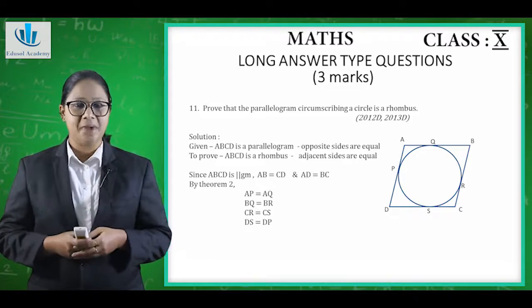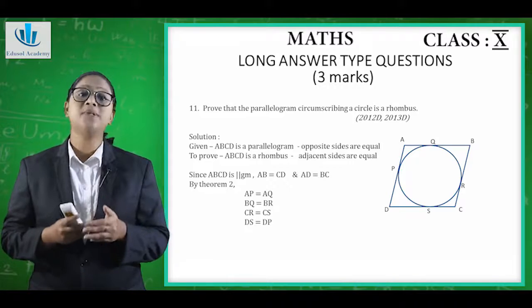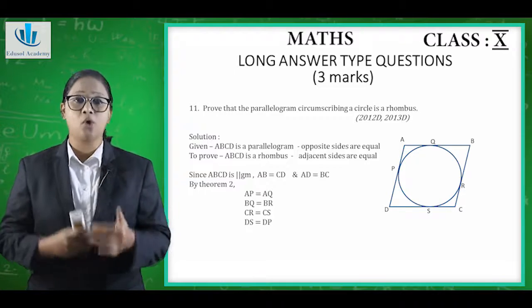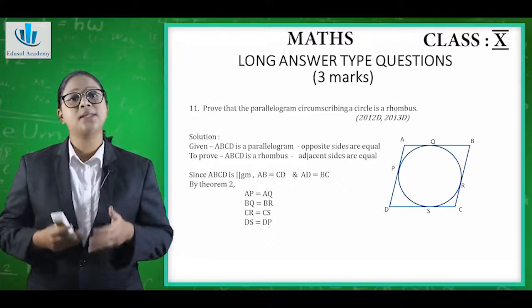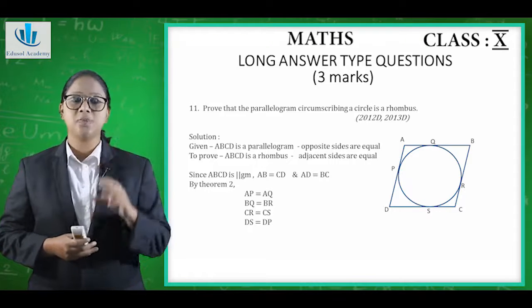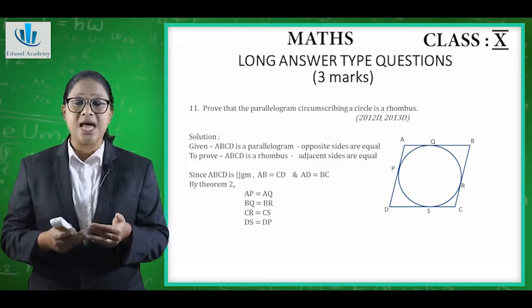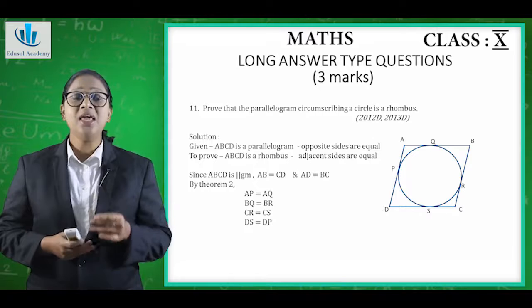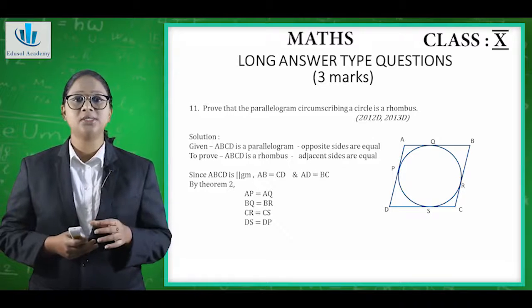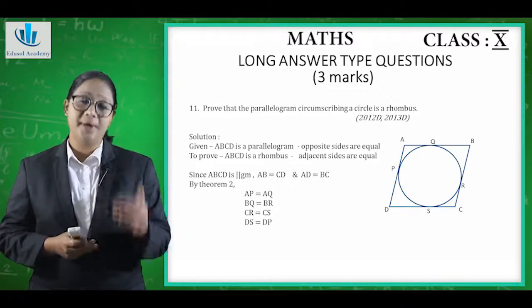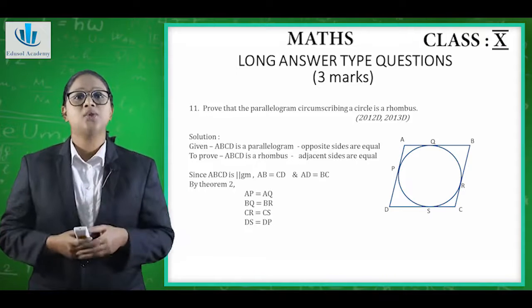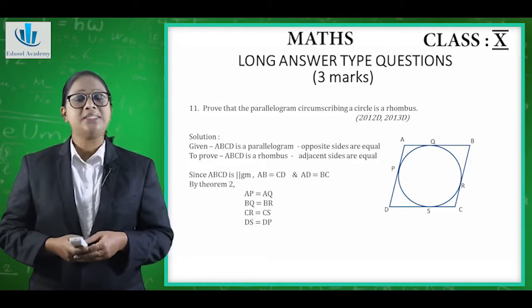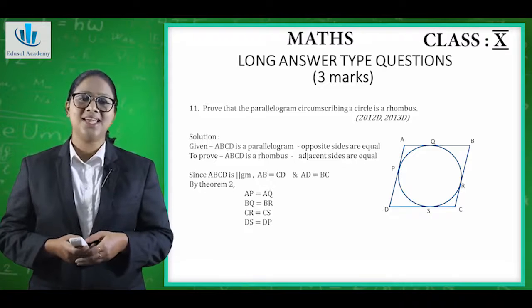So since ABCD is a parallelogram, opposite sides will be equal. So we have to prove that parallelogram ABCD is a rhombus. So what is a rhombus? All sides will be equal. So from opposite sides being equal, we have to arrive at the conclusion that all the sides are equal in ABCD. So again, applying theorem 2, we have to list out all the equal pairs of the tangents. So that goes like this: AP is equal to AQ, BQ is equal to BR, CR equal to CS and DS is equal to DP.